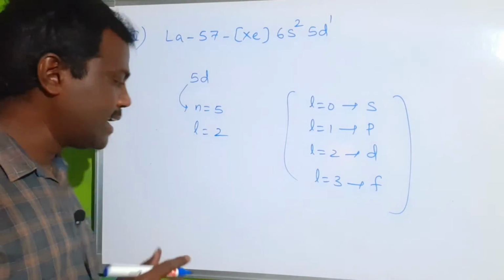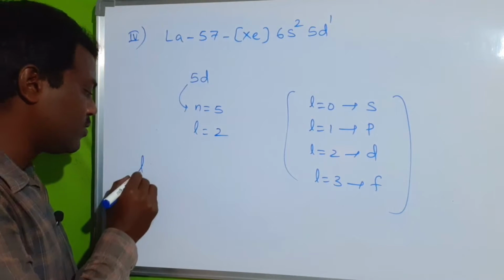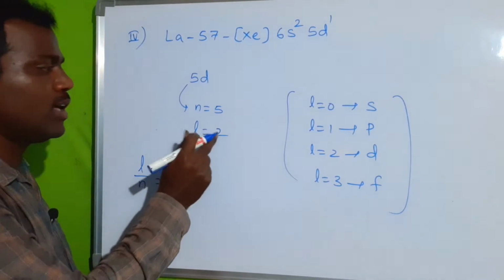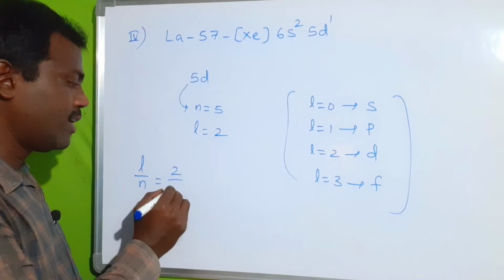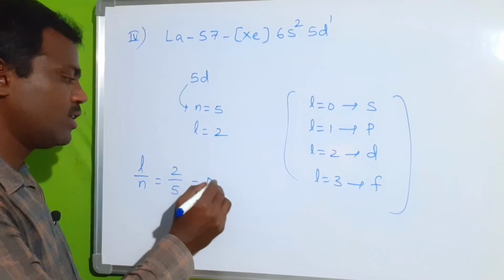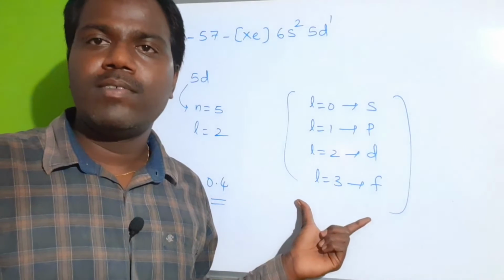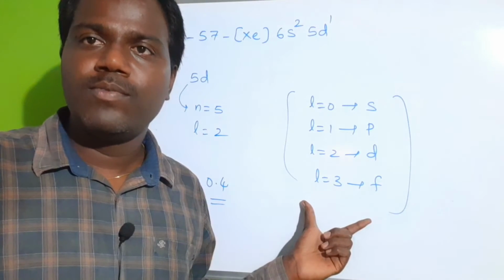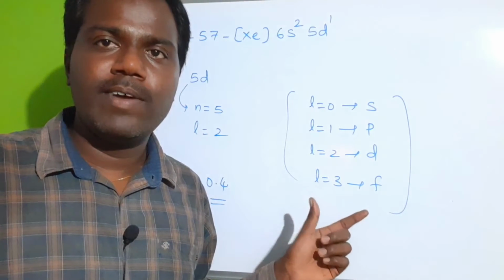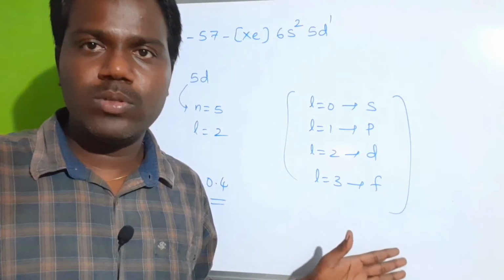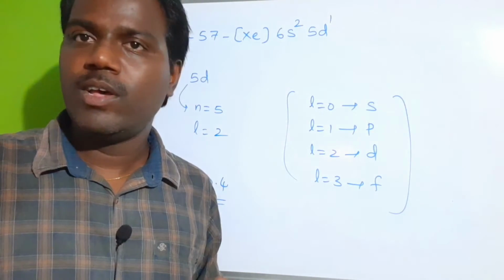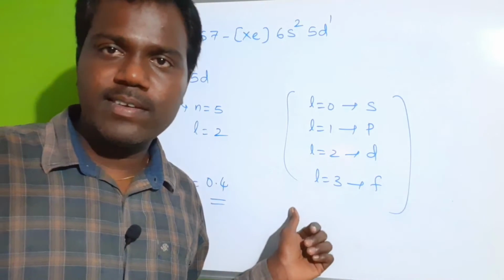They ask to calculate l by n for this. So l by n is equal to l value 2 divided by n value 5, which is equal to 0.4. Based on this discussion, finally what can we conclude? The first three statements are false, whereas the fourth statement is true. That's why option D is correct for this question. Hope this answered the question.